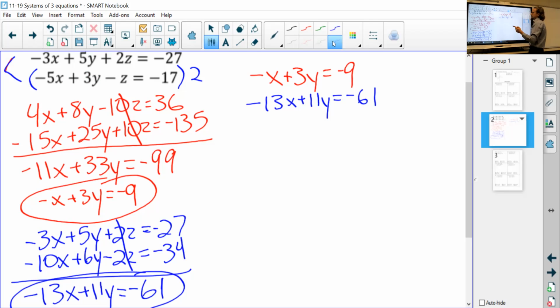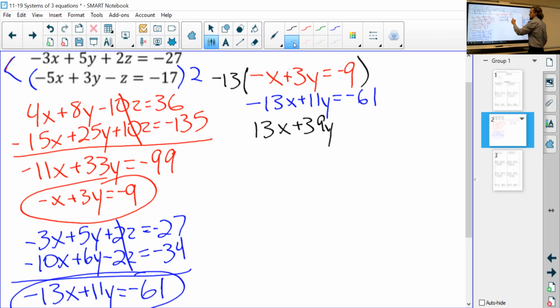3 and 11, it's not so much we can do there, but we have negative 1 and negative 13, so I could multiply this top equation by 13, right? And so I'm going to bring that down here. So 13 times negative 1. No, wait a minute. I want to multiply that by negative. I want opposite sign, sorry. So negative 13 times negative 1 is going to give me positive 13x. Negative 13 times 3 is 39y.